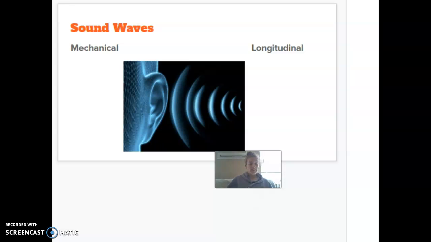So we have been predominantly focusing on sound waves. Sound waves are both mechanical and longitudinal. That means that they need a medium to travel. And when they travel through space, they travel parallel to the initial pulse of energy.